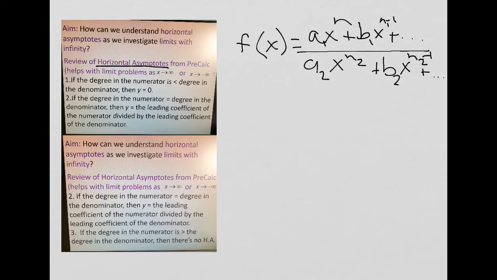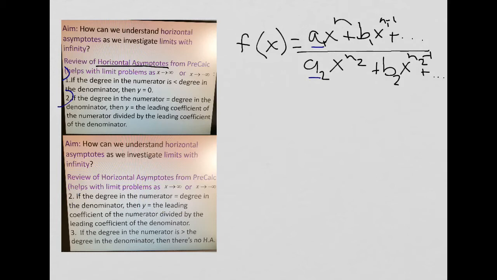So hopefully you're copying down part 2 by now, and it's saying if the degree in the numerator is equal to the degree in the denominator, then y equals not 0, but the leading coefficient of the numerator divided by the leading coefficient in the denominator. So that would be these two values, okay, divided. Step 2 is repeated because this was part of my slides, and I was afraid students would still be copying step 2, so it's just repeated again. And so we're up to step 3.